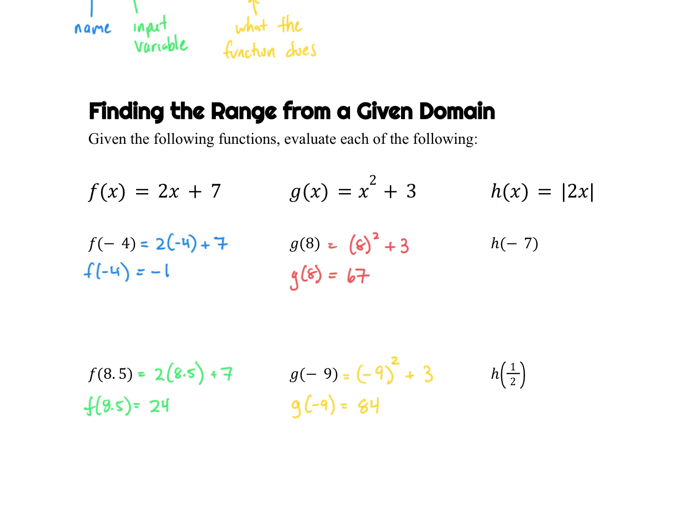And then lastly, we have h of negative 7. And notice that this is absolute value. So what we have here is we would be doing the absolute value of 2 times negative 7. Well, 2 times negative 7 is negative 14, and the absolute value of negative 14 is positive 14. And then we could always input fractions. There's nothing wrong with inputting fractions. We could do absolute value of 2 times 1/2. 2 times 1/2 is 1, and the absolute value of 1 is 1. So you can definitely do that.